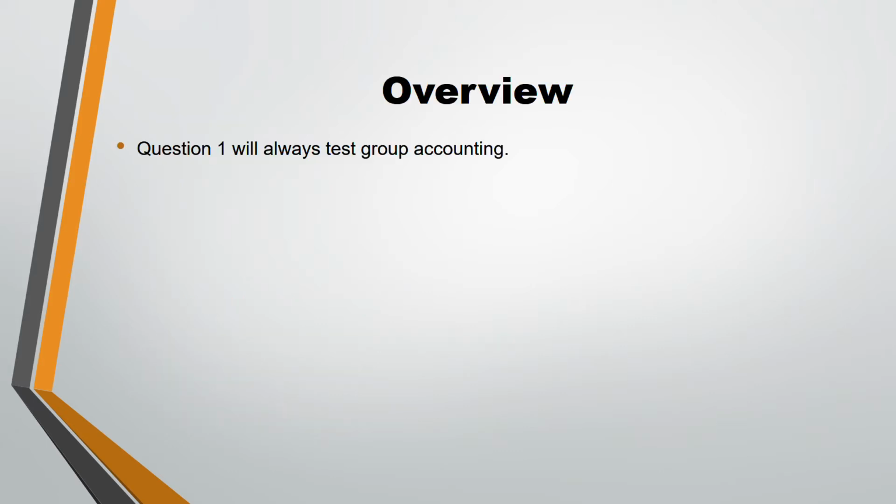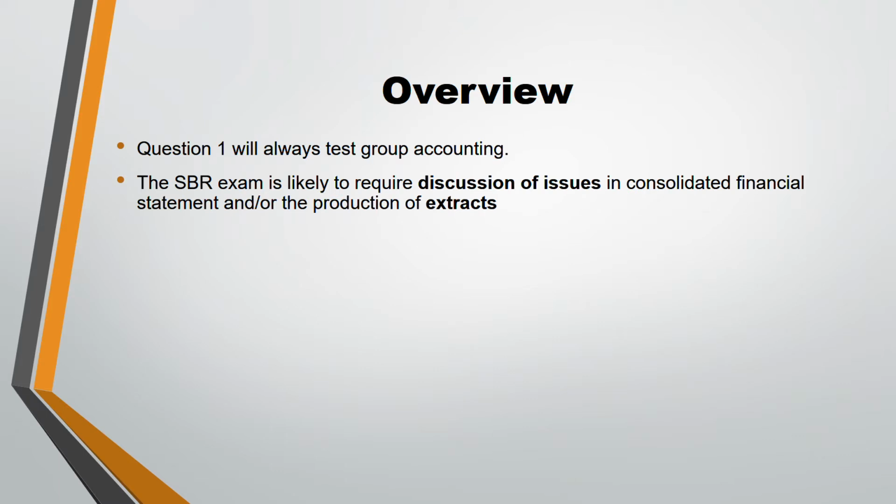In your SBR exam, question number 1 will always test group accounting, no doubt about it. So IFRS 3, in and out, you have to know about IFRS 3. The SBR exam is likely to require discussion of issues. Remember, you have to discuss the issues also in the consolidated financial statements, not just calculation. And mostly they tell you to produce extracts, not the whole consolidation process. You don't have to go through the whole consolidation process. They will never ask you for the full consolidated financial statements, you can be assured of it. They will only ask you for the extracts and discussion of issues.